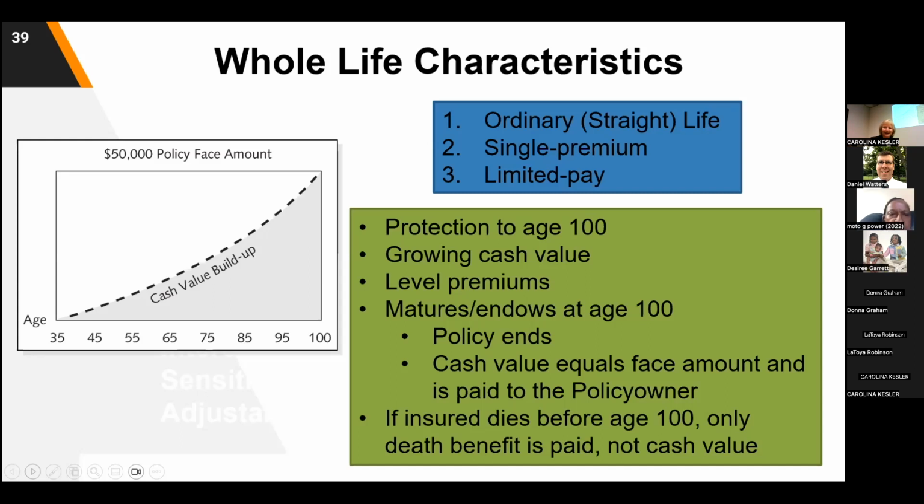Happy, right? But the policy will then end and the cash value equals the face amount and it's paid to the policy owner. So that means you paid that much into it. Whoa, because they only pay you like 3% interest on it. That's not anything. If the insured dies before age 100, only the death benefit is paid, not the cash value. So let's say you've been paying for your policy since you're 25 and you live to be 85. You've been paying for it forever. Shouldn't your family get your savings and the face amount? That's what I like. That's what we do, right?